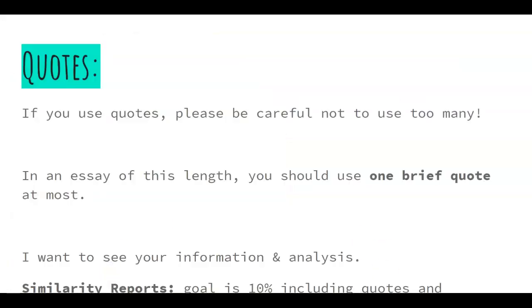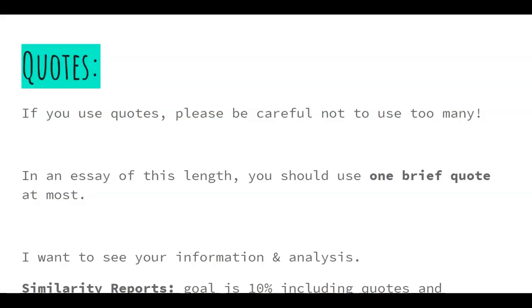Quotes. If you use quotes, be careful not to use too many. I don't want a paper that has a series of quotes. I want to know what you know about it. Anybody can quote things all day long and put a series of quotes together, and then that's what you've got, but it's not a paper.